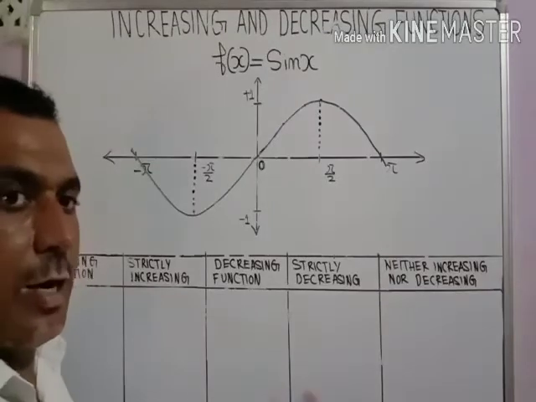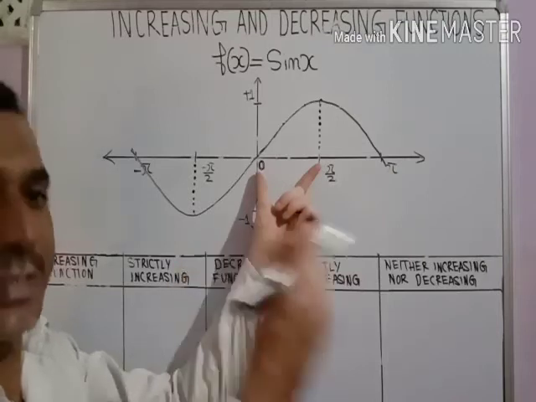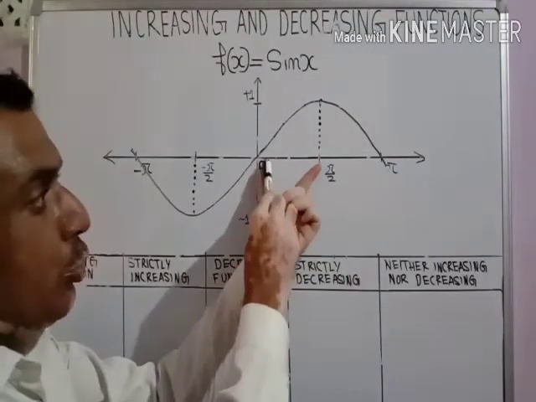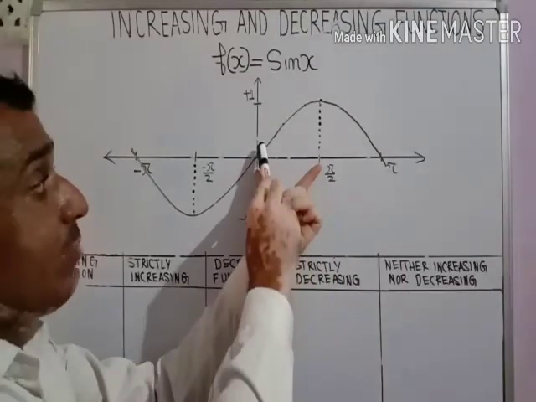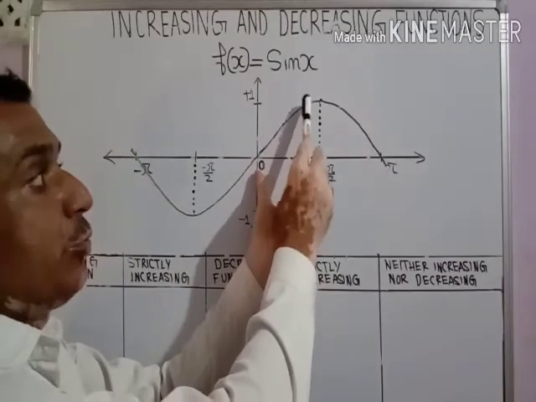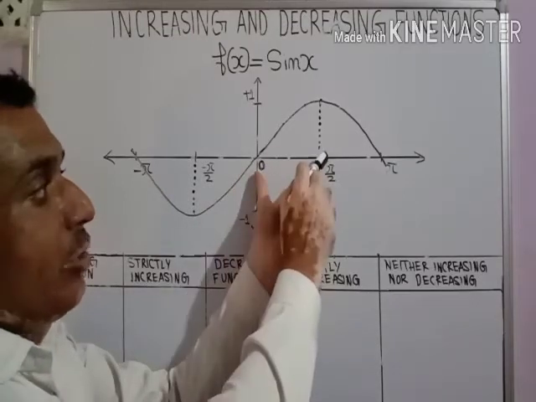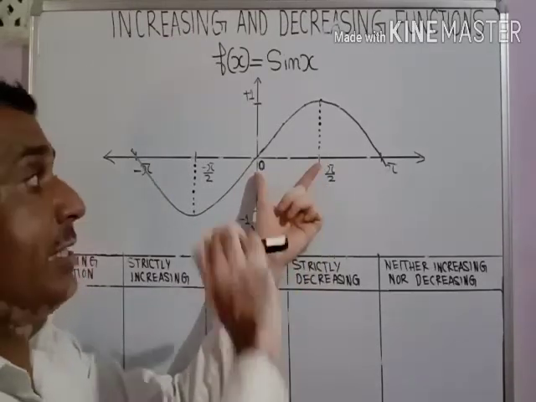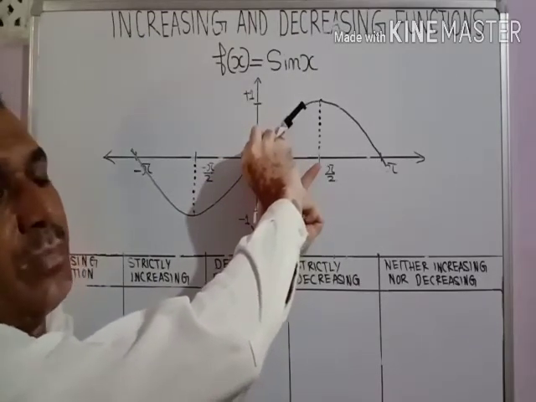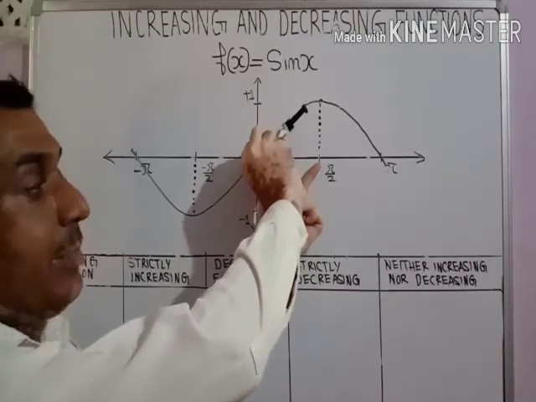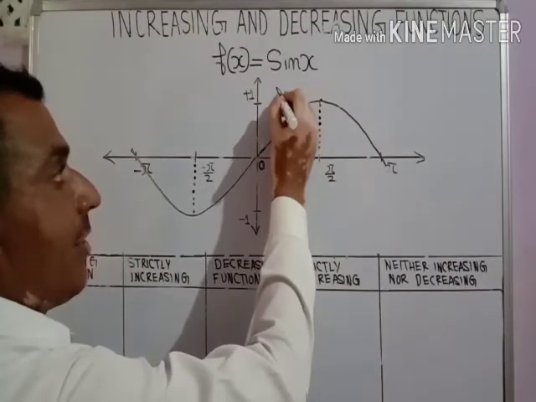So let us discuss. Let us consider first the interval 0 to pi by 2, and in this interval the function is increasing. You know that from 0 to pi by 2 the slope of the tangent at any point on this curve is always positive, because if you draw a tangent at any point, it makes an acute angle with the positive direction of the x-axis. It means the slope is positive, or slope is nothing but f'(x).